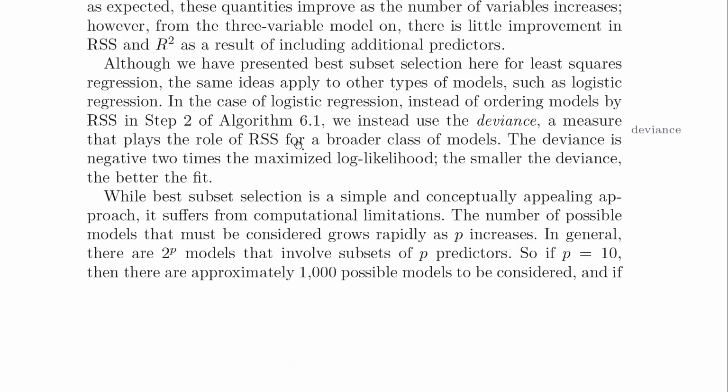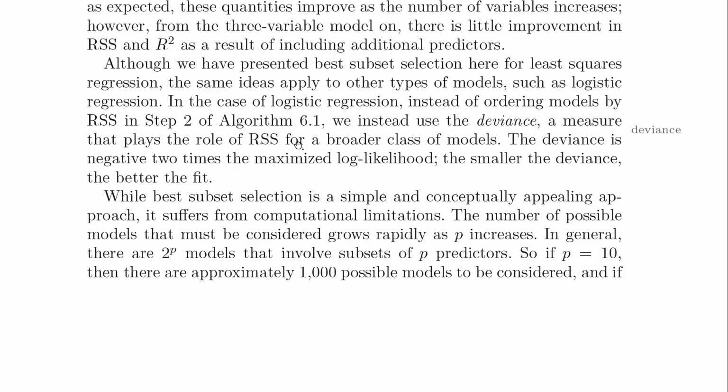Although we have presented best subset selection here for least squares regression, the same ideas apply to other types of models, such as logistic regression. In the case of logistic regression, instead of ordering models by RSS in step 2, we instead use the deviance, a measure that plays the role of RSS for a broader class of models. I don't think this is too important for the time being. The deviance is negative 2 times the maximized log likelihood. The smaller the deviance, the better the fit.